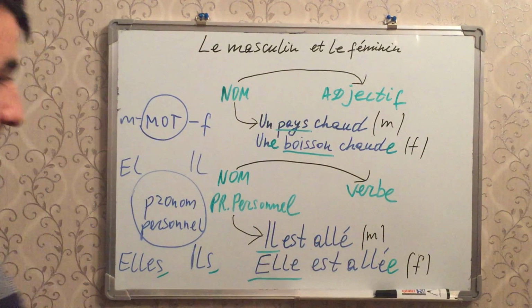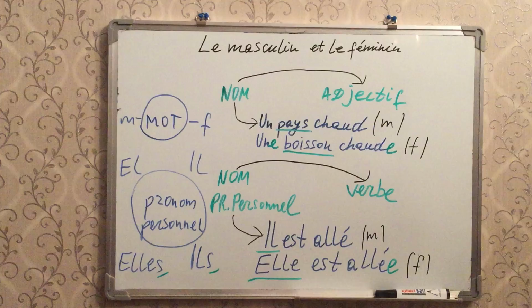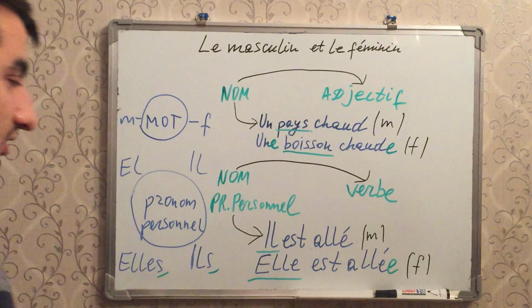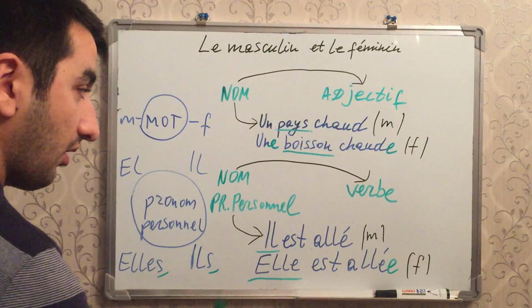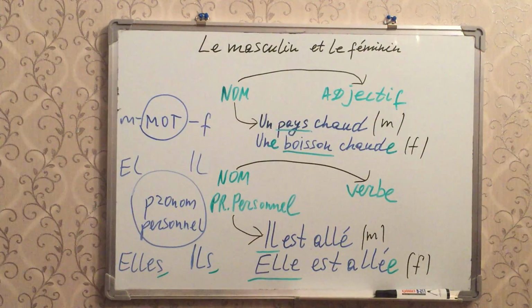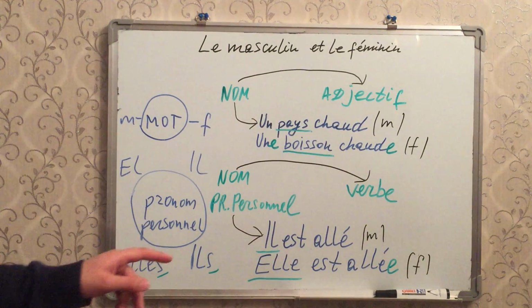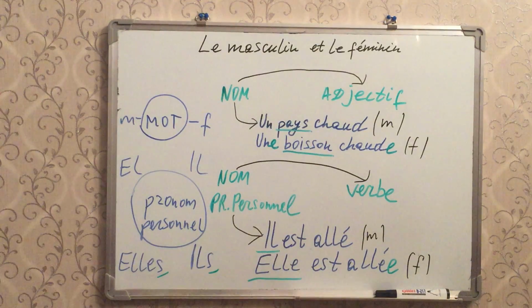Il est allé. Aller means to go. Il est allé means he went. You see, il is he in masculine form, est is the verb, and allé has been used in masculine form. The second one is elle est allée. She went.